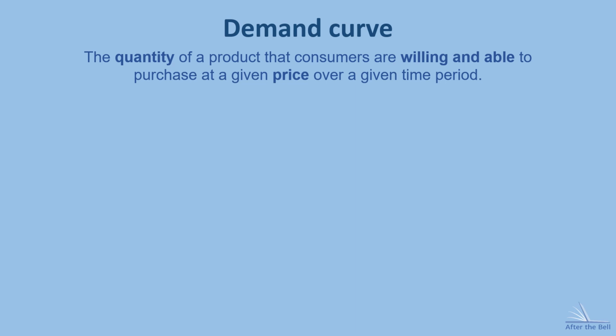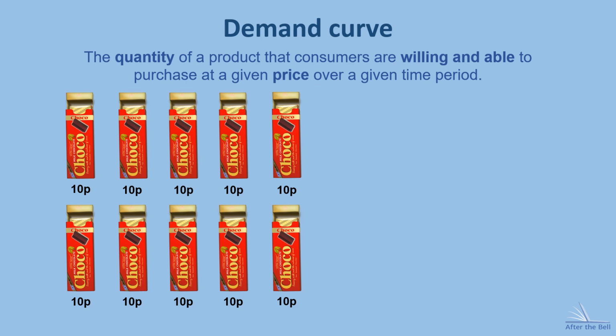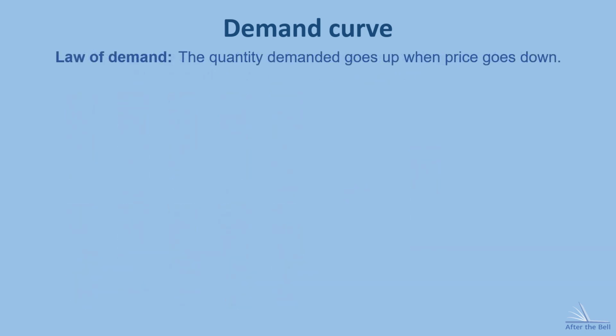It's not too hard to imagine that the more expensive something is, the lower the quantity demanded will be. You might buy 10 bars of chocolate for 10p each, but only afford one bar if they're £1. And from that quite simple logic, we get the law of demand. This says that the quantity demanded goes up when price goes down, and vice versa. Or in other words, that quantity demanded is inversely proportional to price.